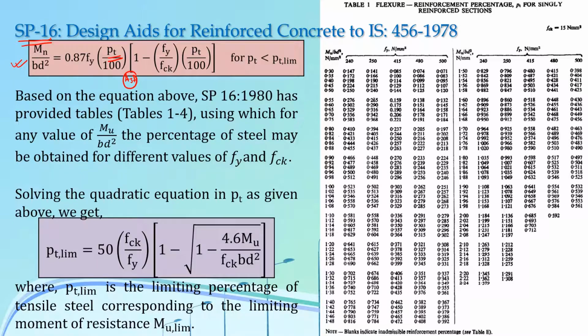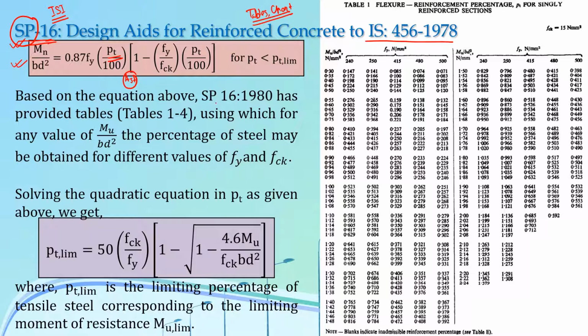SP16 is a special publication. SP means the special publication of ISI, Indian Standard Institute. And this SP16 acts as a design aid for reinforced concrete to IS 456 1978. In this book or in this manual, you can find various tables and various charts that are helpful in the design of reinforced concrete structure. And in this course of reinforced concrete design, we will refer to SP16 as those topics come along.